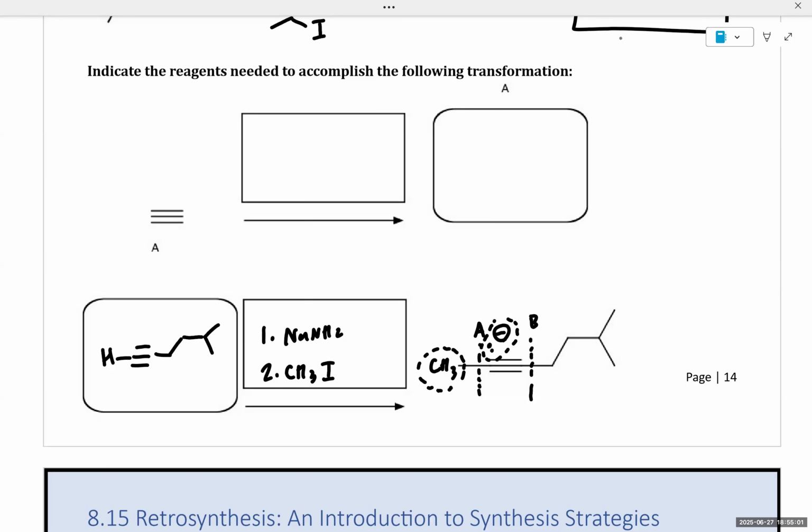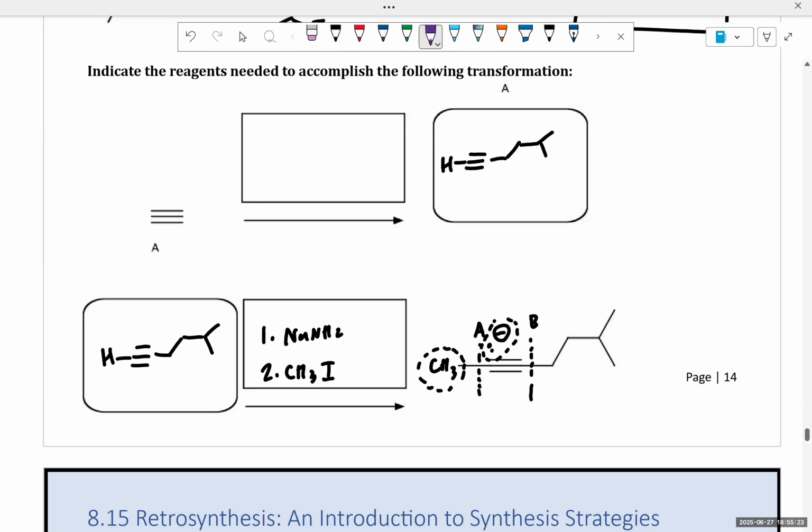So with that example in mind, let's try to draw and show how you would prepare this alkyne. So pause the video, think about that for a few moments, and then we'll discuss.